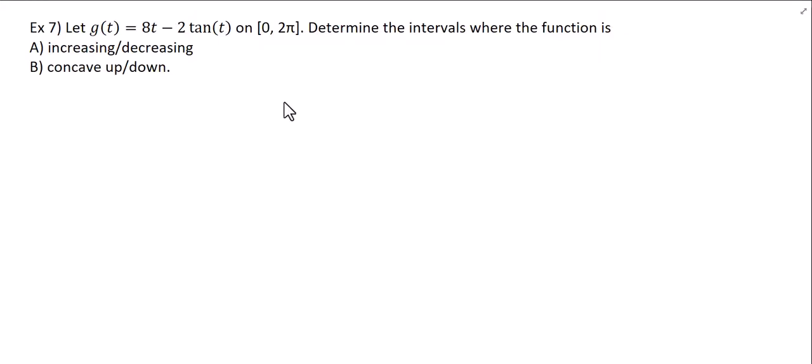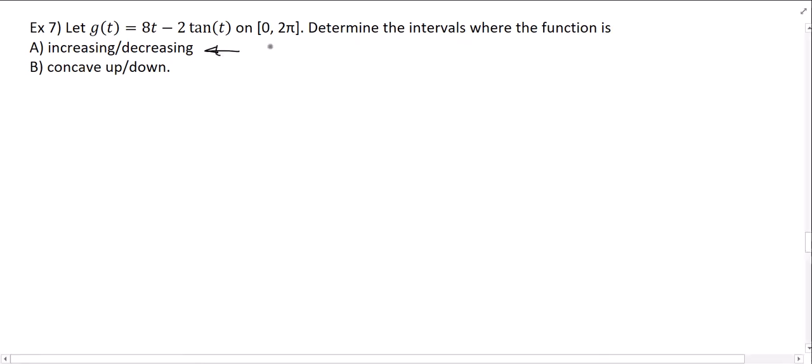Hey everyone, in this video we're going to continue our discussion of concavity, how the second derivative affects the shape of the graph of the function. So let's look at this function. We have g of t equals 8t minus 2 tangent of t on 0 to 2 pi. So we want to determine the intervals where the function is increasing and decreasing, and then where the function is concave up or concave down.